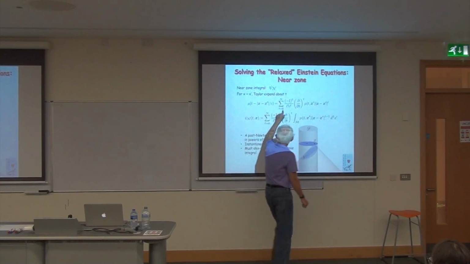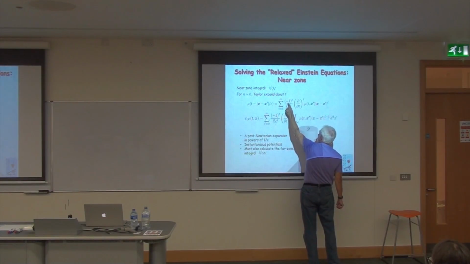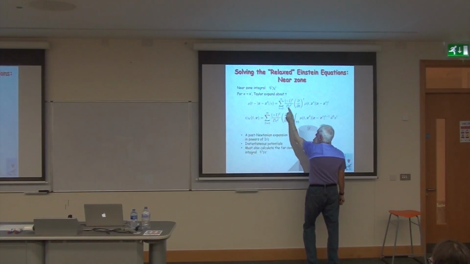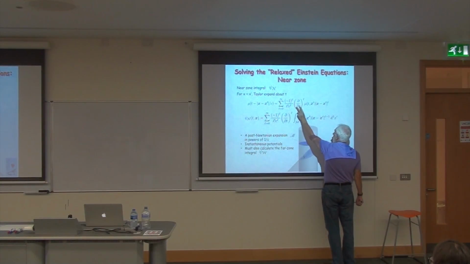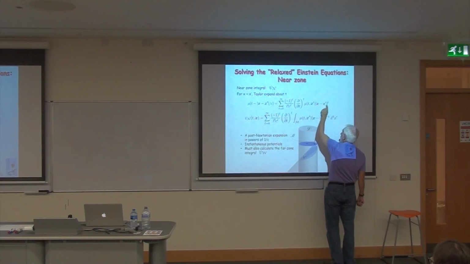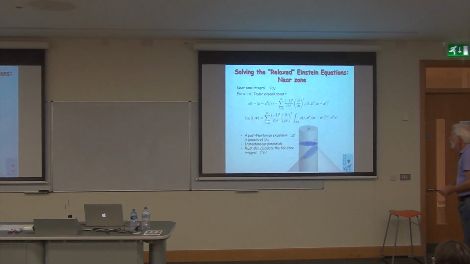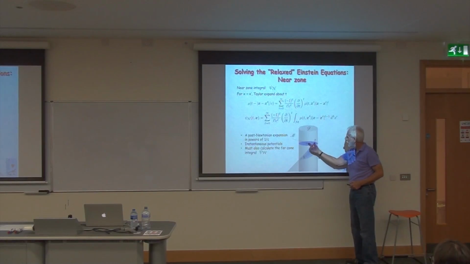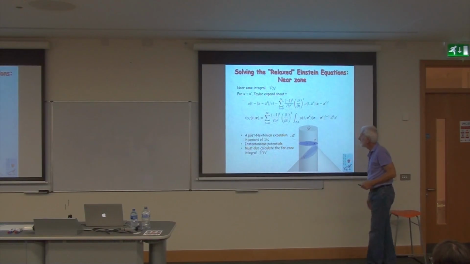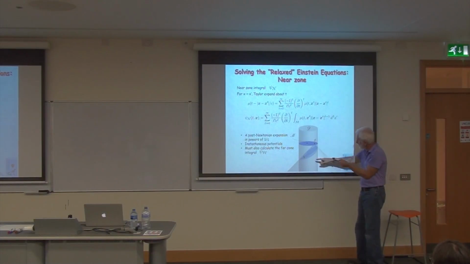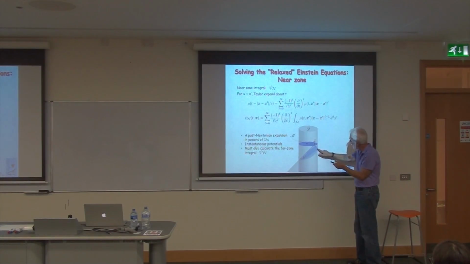Well, that's pretty easy. It's just again an infinite sum, 1 over L factorial, minus 1 to the L. There's a 1 over c to the L coming from here. And then we just have time derivatives of mu multiplied by x minus x prime to the L. It's a different kind of Taylor expansion, but it will work because x and x prime are both within the near zone. So for our solution for psi sub n, notice we're now integrating over this little mountaintop of the past null cone. That's where the null cone intersects the near zone world tube.